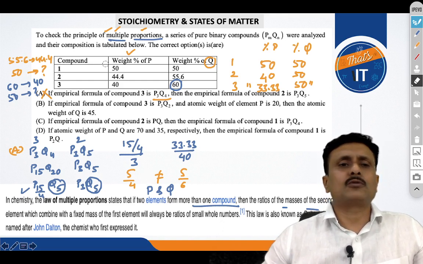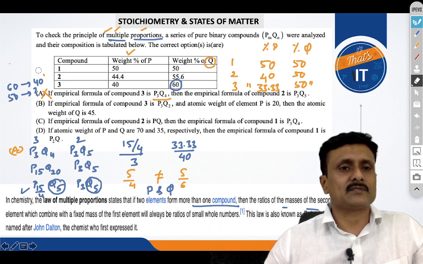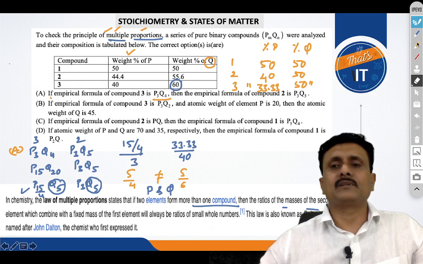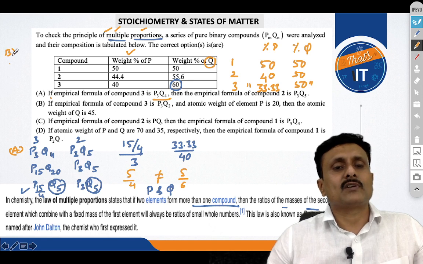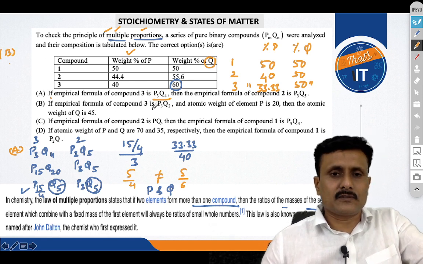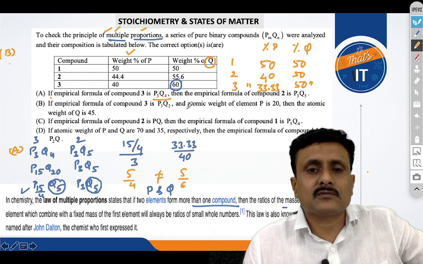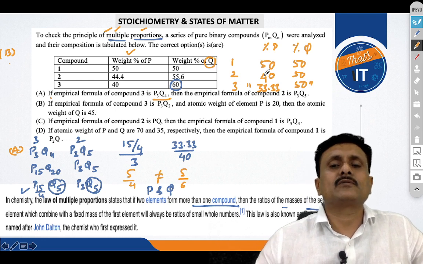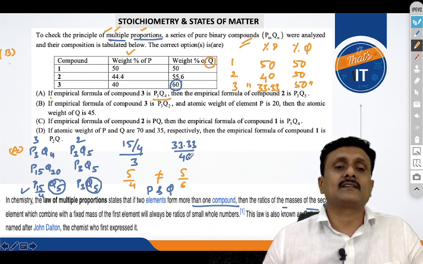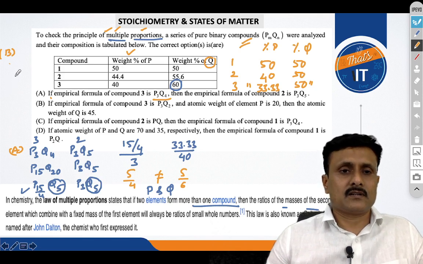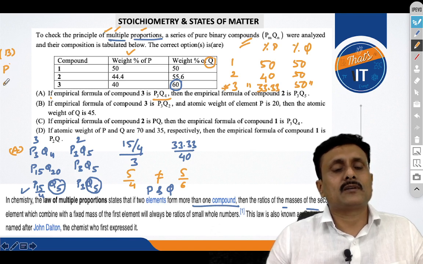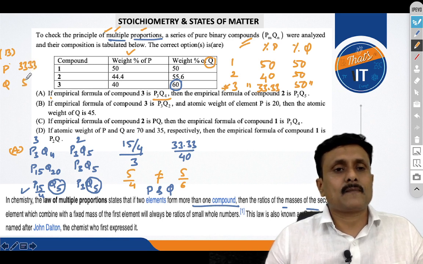So I hope you understood how to do this part. Let me use this space as much as possible. So I am going to sort out option B over here. What is given here for the empirical formula of compound 3 is P3Q2, and the atomic weight of P. Let's check, right? According to the second table, we are going to work on the second table. You're given for compound 3, isn't it? This is compound 3. So the elements P and Q are being taken. The mass ratios are respectively 33.33 and 50.